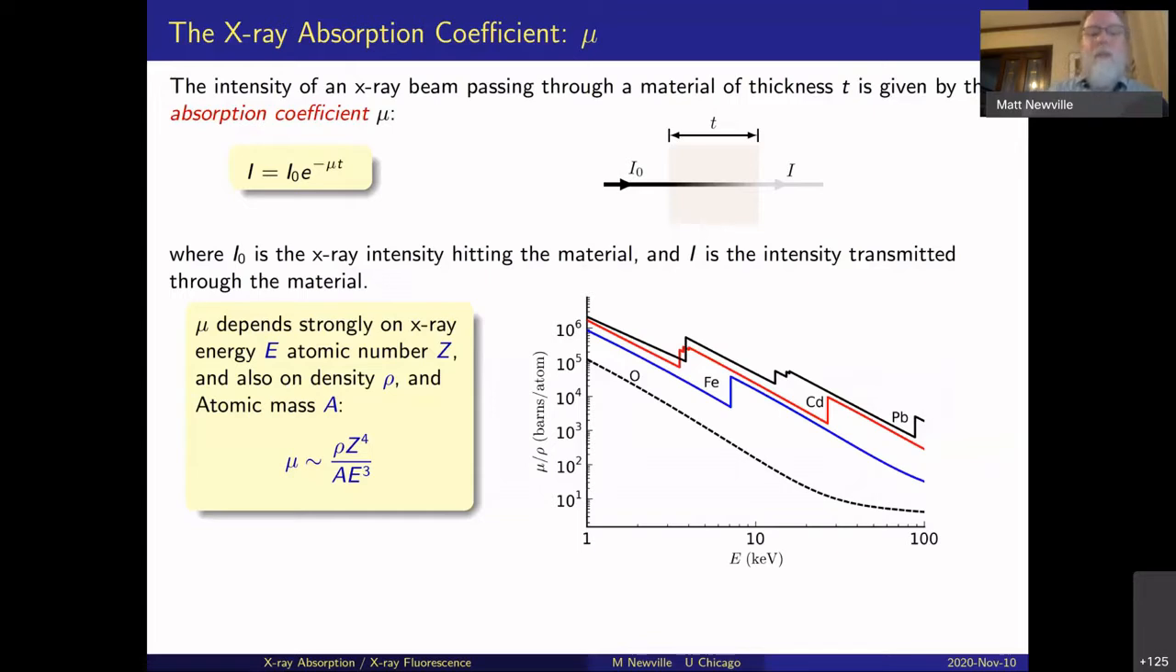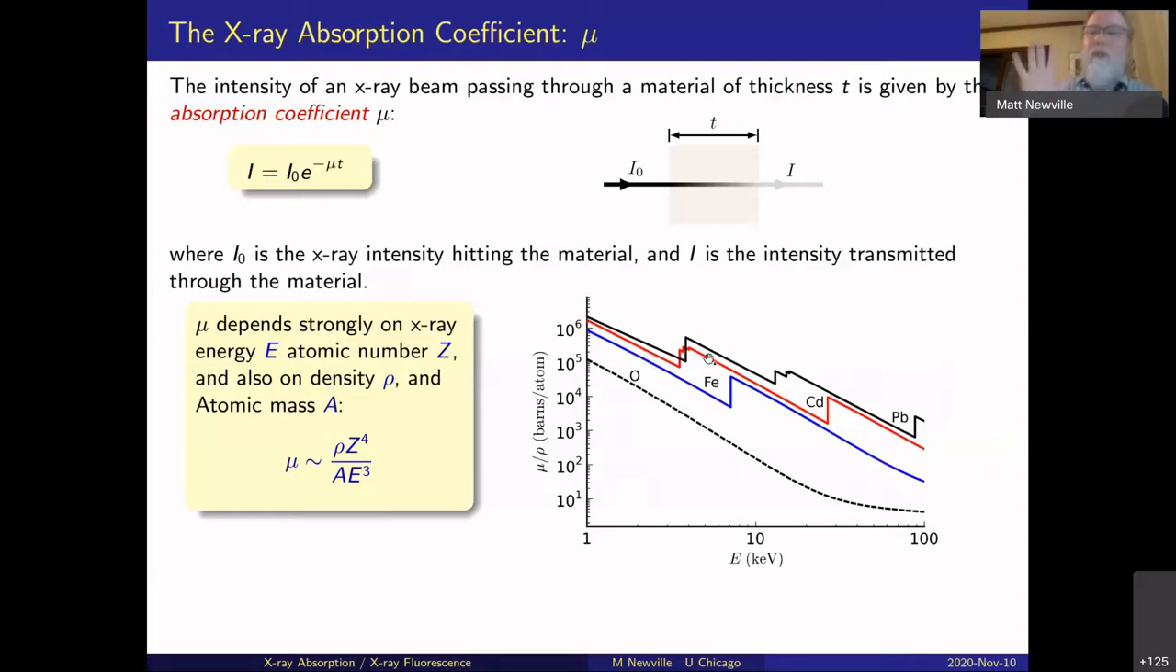But it goes as Z to the fourth power and energy to the -3 power. So here are the absorption coefficients on a log scale for energies from 1 to 100 keV, with values that span 5 orders of magnitude. And you can see that the absorption for oxygen, iron, cadmium, and lead varies quite a bit.